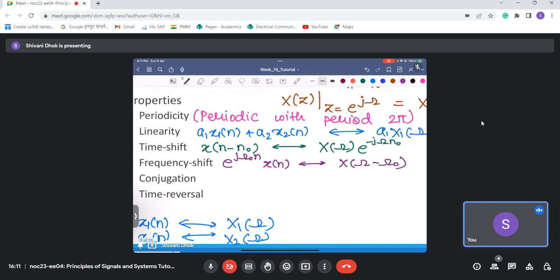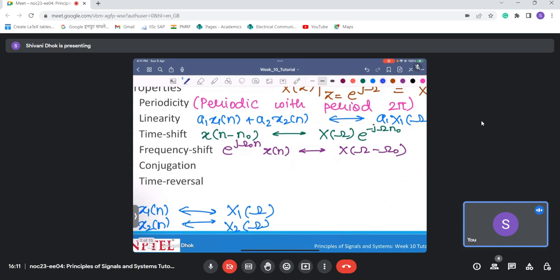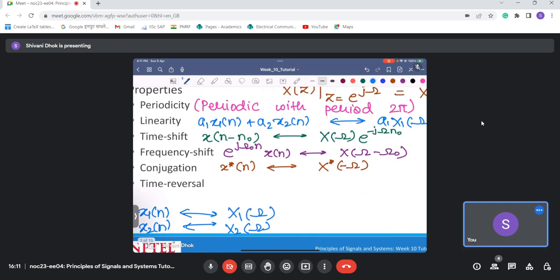The next property that we have is the conjugation property, and it says that if x[n] has Fourier transform X(omega), then x conjugate of n has a Fourier transform X conjugate of minus omega. Next is the time reversal property. It says that x[minus n] has a Fourier transform X(minus omega).